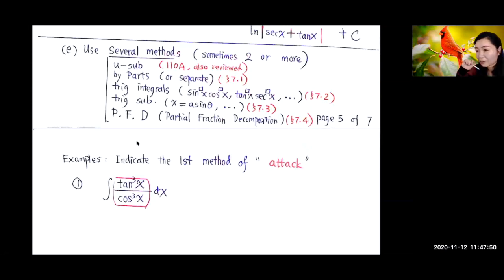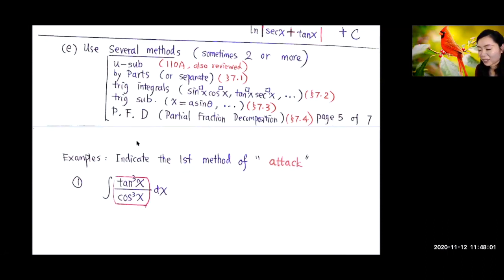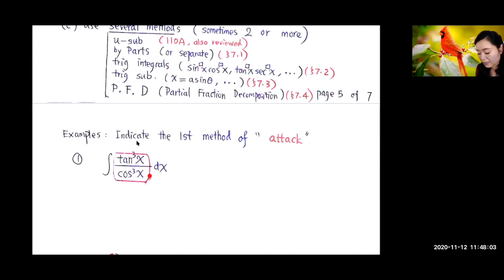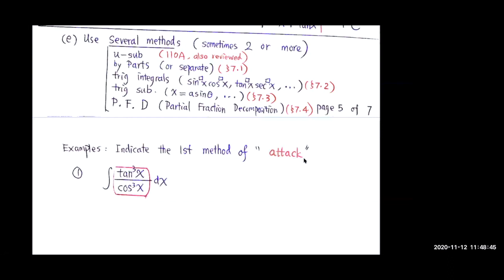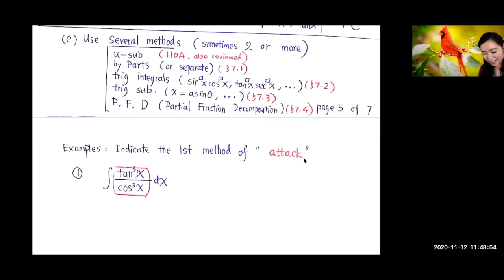So now I'm going to ask you guys, see if you can do it, okay? You guys can tell me what's the first method of attack. Take a look at this function that we integrate. What's the first method of attack? It's one of the methods. Could we say it's the equivalent of tan cubed x times secant cubed x? Yeah, you got it. Okay, good job. Nice.